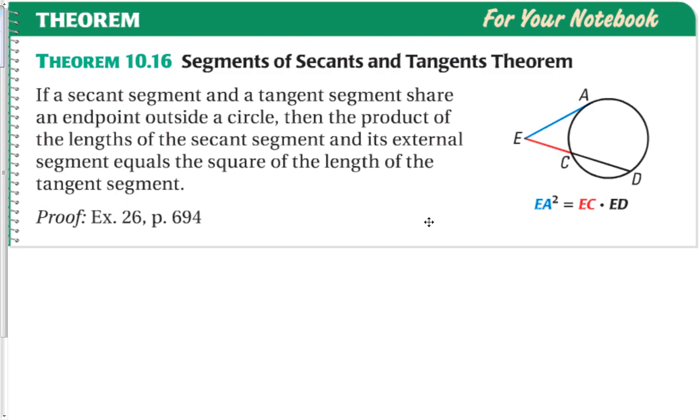Last one is, if we have a tangent and a secant, the tangent is just going to be itself squared. So EA times EA, whole times whole, equals outside times whole. Outside times whole is how secants are going to work. Tangents are always itself squared. So we're just piecing them together, right? Tangent squared equals outside times whole for my secant.